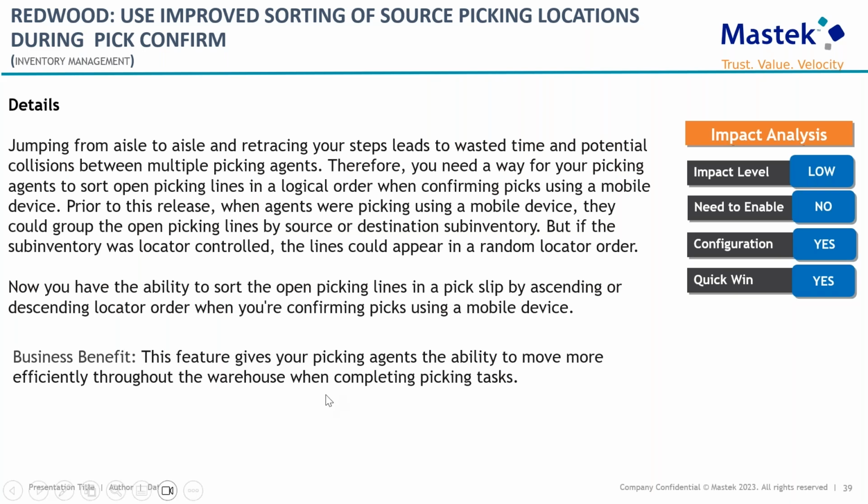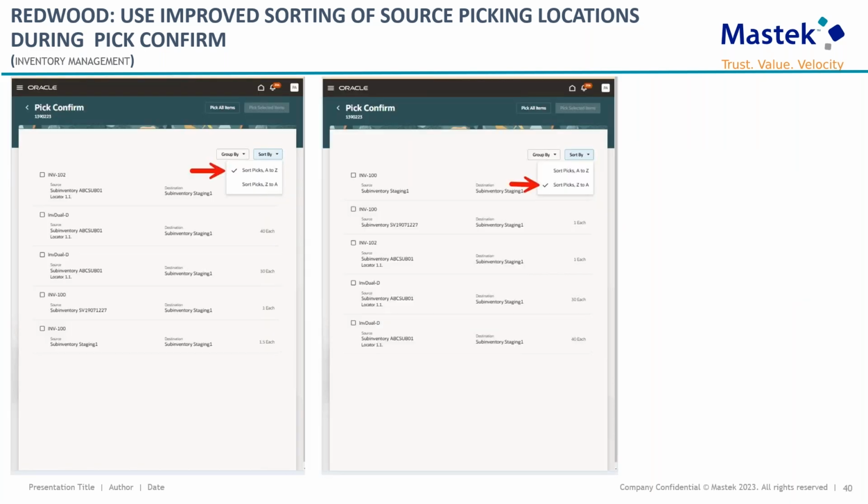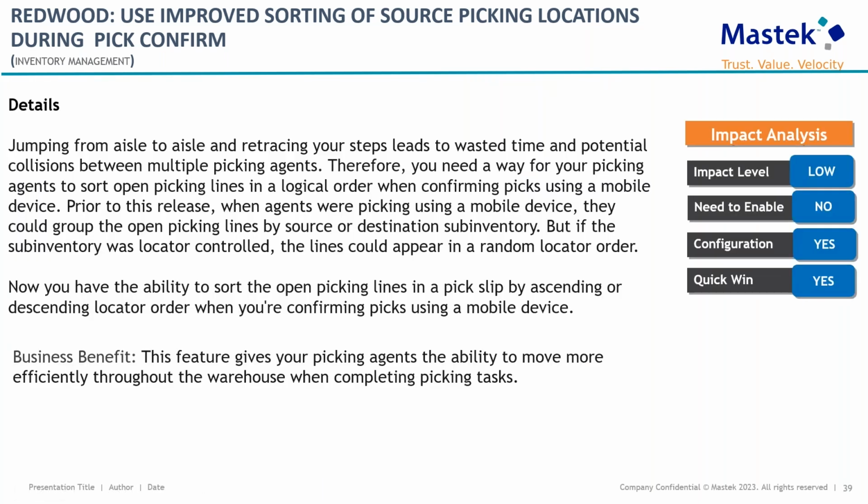The business benefit is this feature gives your picking agents the ability to move efficiently throughout the warehouse while completing the picking task. This is how the page looks like for the picking agents. They can access this from their mobile devices as well, their handheld devices as well. This is how the page looks like. It's quite user-friendly. The impact is low. We do not have to manually enable it. We do have to set up some configurations for this, and it is considered a quick win for at least the picking agents in the warehouse.